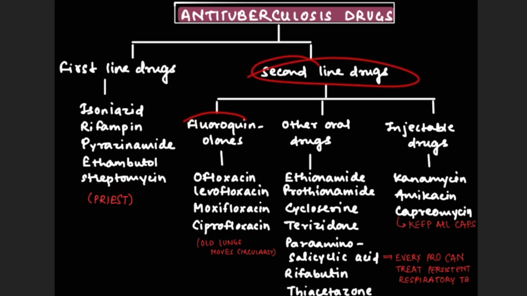In second line drug, they are divided into three types: fluoroquinolones, other oral drugs and injectable drugs. Now in fluoroquinolones, there are ofloxacin, then levofloxacin, moxifloxacin and ciprofloxacin. You can remember this by "old lungs move circularly".